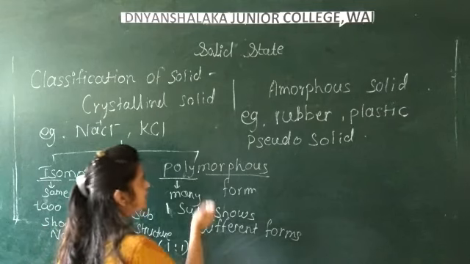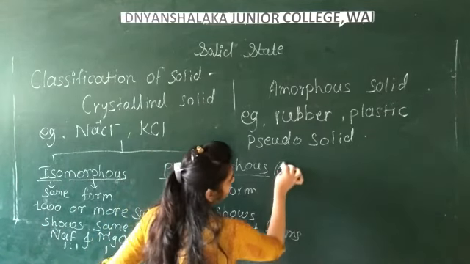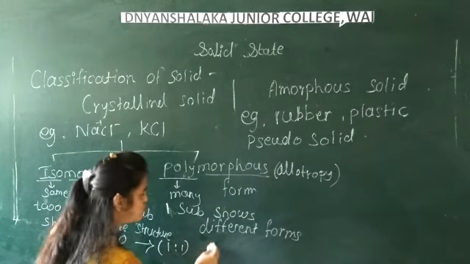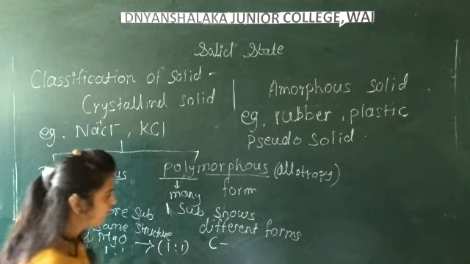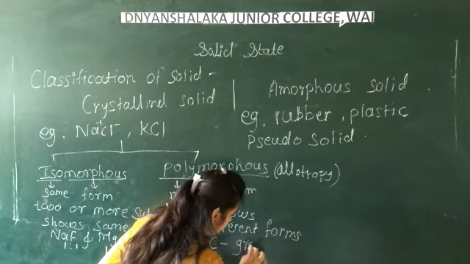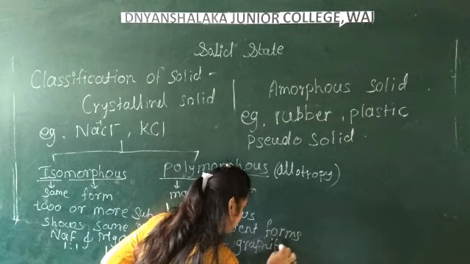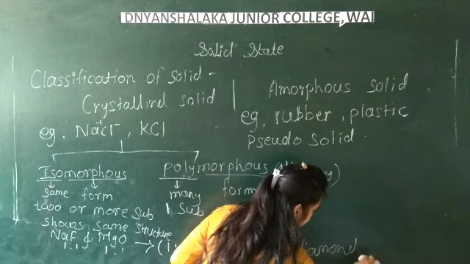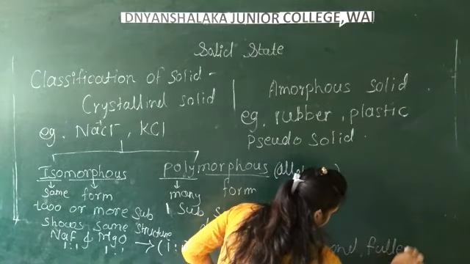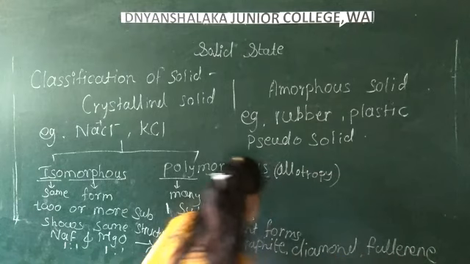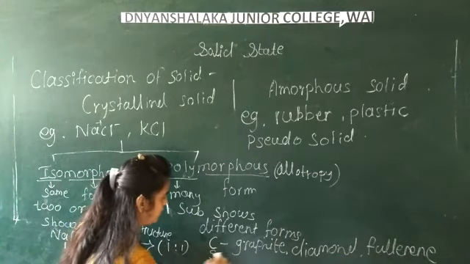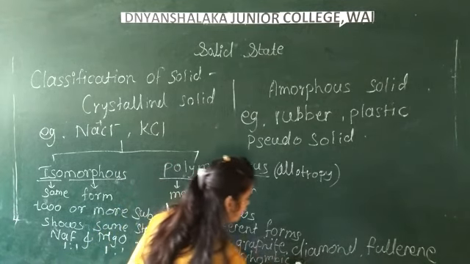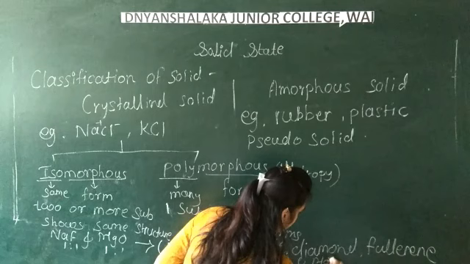But polymorphous is also called allotropic. So carbon shows different types of allotropes, means graphite, diamond, and fullerene. Another example, sulfur. Sulfur is rhombic and monoclinic.